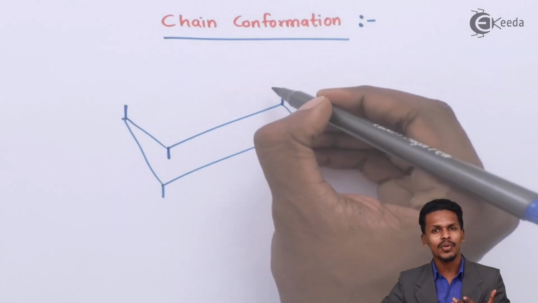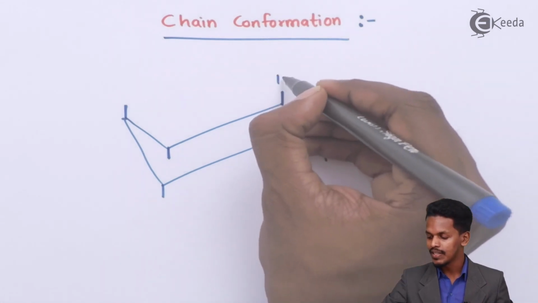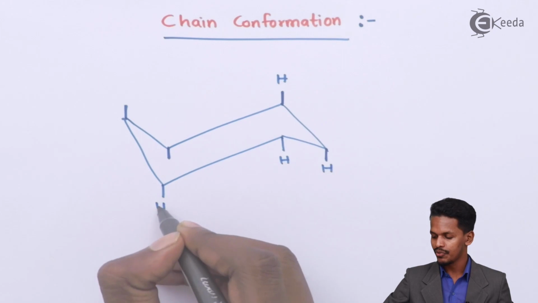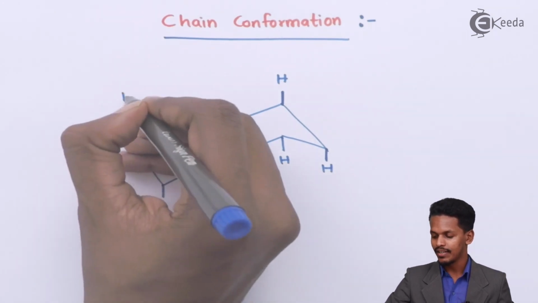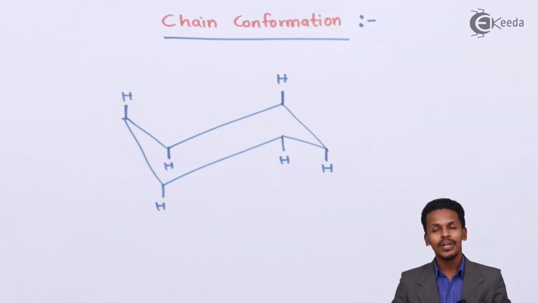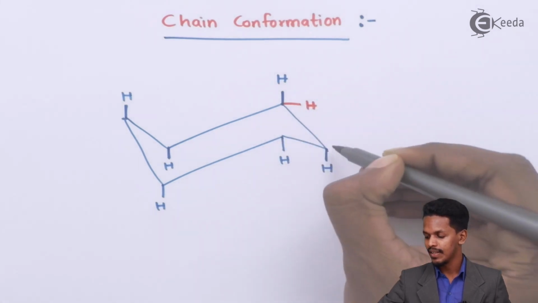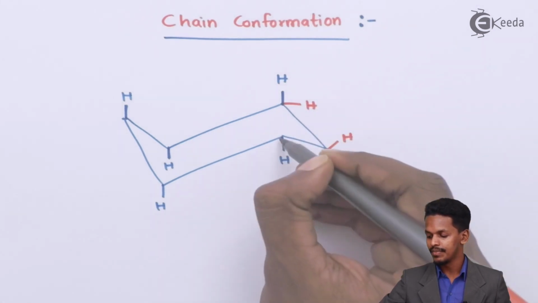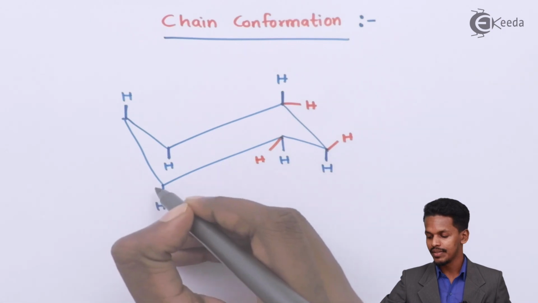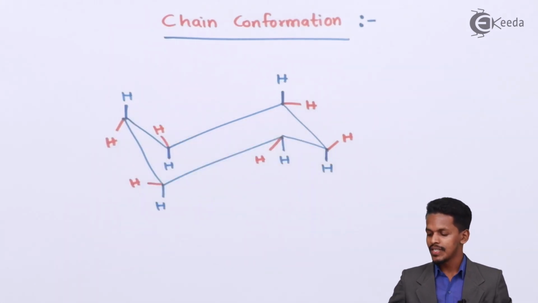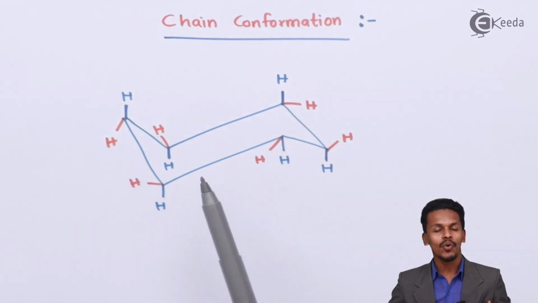And if we are talking about cyclohexane, here there is hydrogen, hydrogen, hydrogen, hydrogen, and here there will be hydrogen, and here there will be hydrogen. Talking about the equatorial hydrogens, the positions we could get over here: this is hydrogen, here there will be hydrogen, here hydrogen, here hydrogen, here hydrogen. So this is nothing but the chair conformation for cyclohexane.